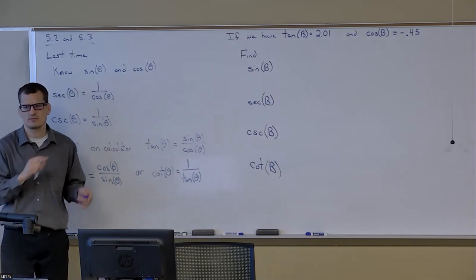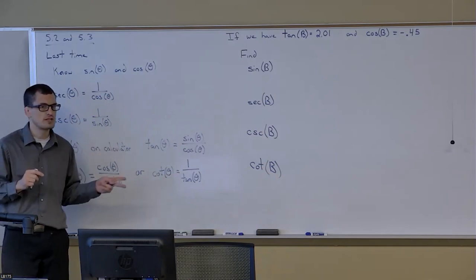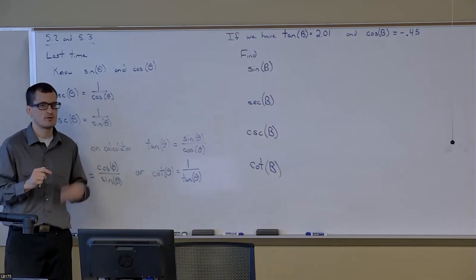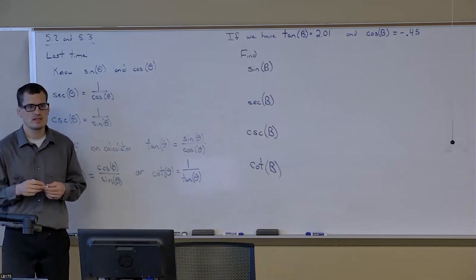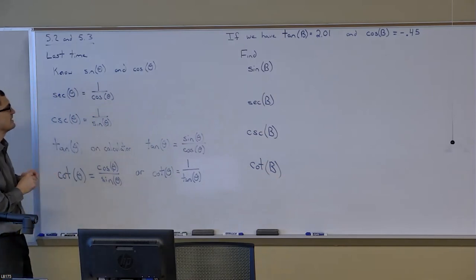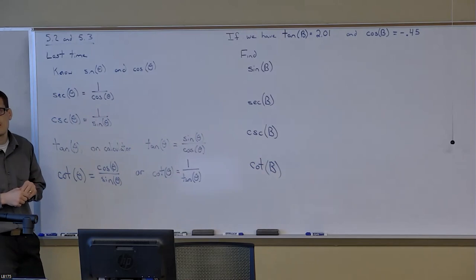Everybody get what I'm saying here? So we have two trig functions. We need to find the other four. And there's a lot of combinations that can make this work. Now, some of these are easier than others. So let's deal with the ones that are going to be easiest.